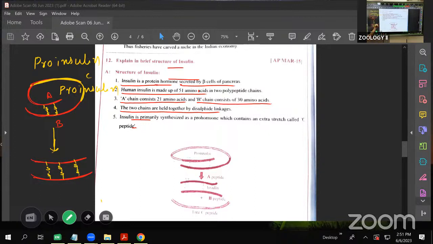Here, this one is the A chain, this one is the B chain. Plus, here the C chain is also there. The C chain is lost from this A and B. Then this is called the insulin hormone. Insulin hormone has only two chains, the A chain and the B chain. They are interconnected with two disulfide bonds. This is about the structure of insulin.